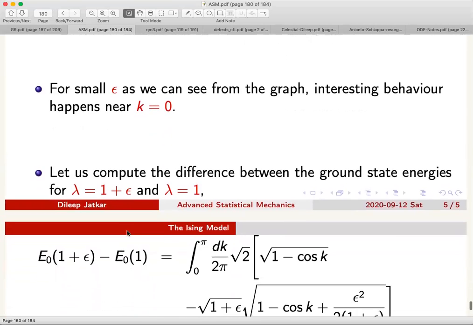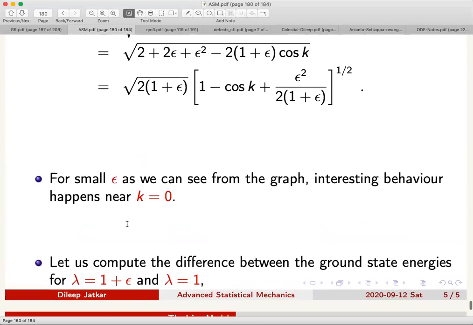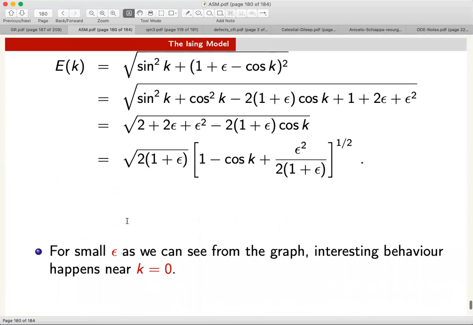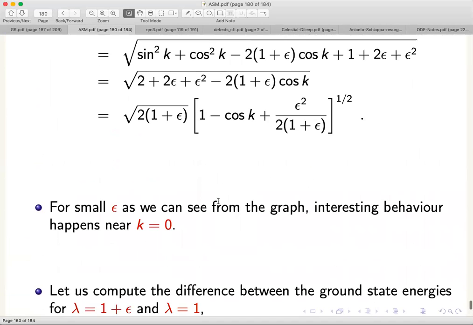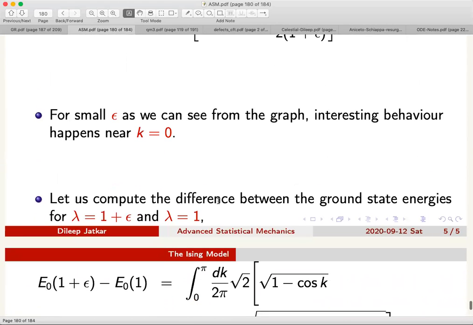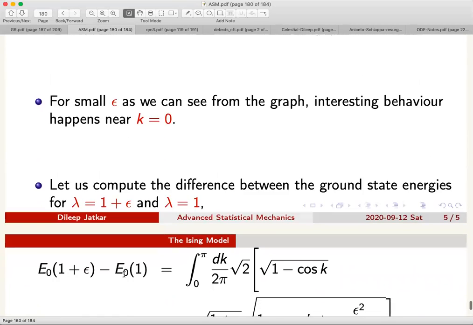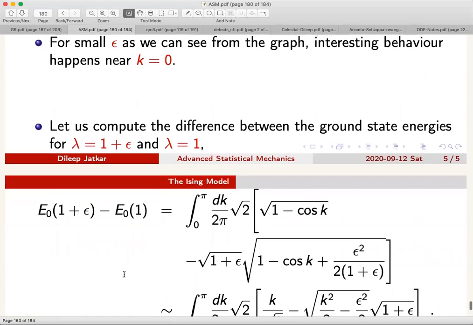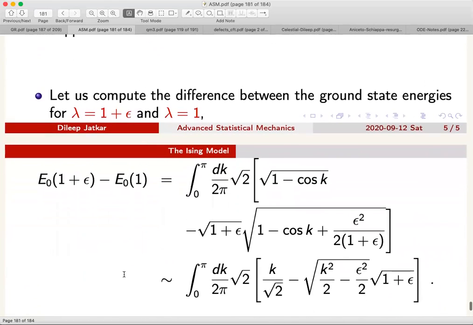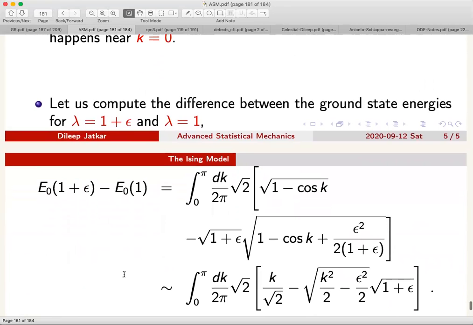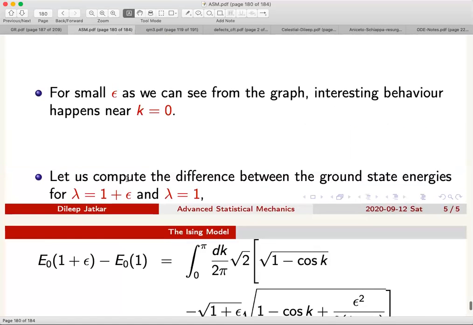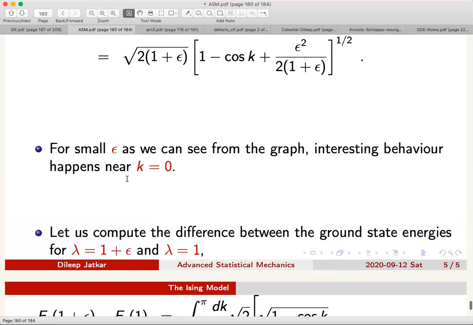So maybe let's get back to what we were doing. Here's the expression. So far we haven't done anything. But what we'll do now is find out the difference between the system at lambda equals 1 plus epsilon versus lambda equals 1. So here's the expression. Let me go back to this.